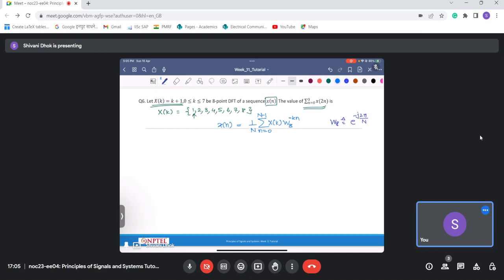So, yeah. So this xk I can write as summation n running from 0 to n minus 1 xn into w8 to the power kn. Okay, now let us look at this factor w8. So this w8 is equal to e power minus j 2 pi by n, n is equal to 8, so this is equal to e power minus j pi by 4. Okay.